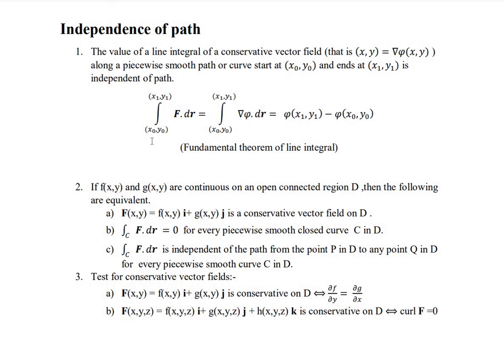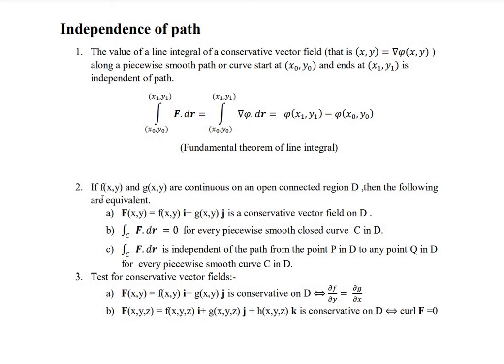So the integral from (x0, y0) to (x1, y1) of vector F dot vector dr is equal to, so what is F? It is conservative, so F is equal to ∇φ. So the integral from (x0, y0) to (x1, y1) of ∇φ dot dr will be equal to, by this result, it depends only on the endpoints: φ(x1, y1) minus φ(x0, y0). This we can call the fundamental theorem of line integrals.